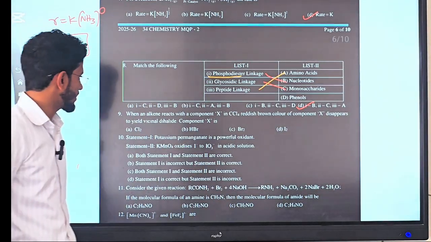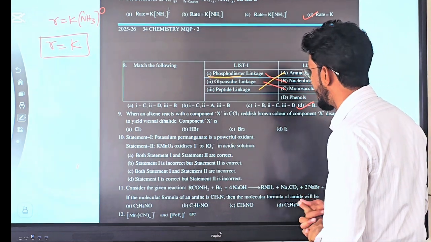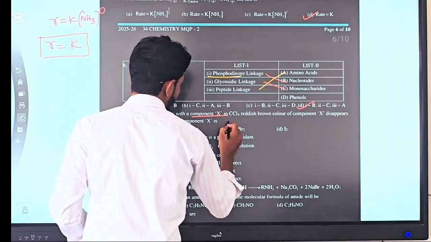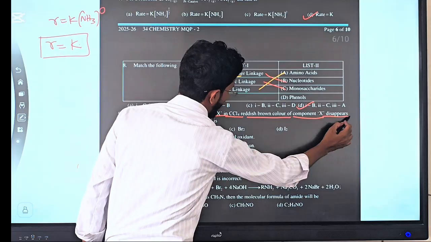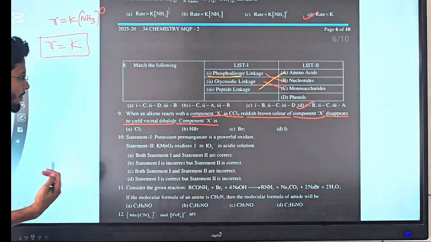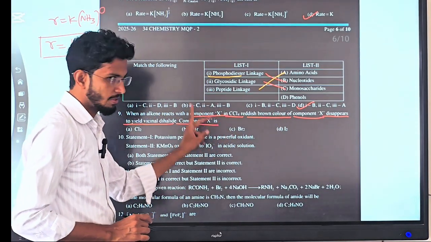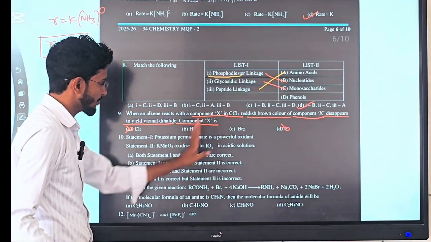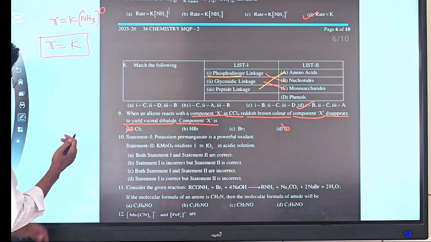Now, if you see question number 9, it is given that when an alkene reacts with a compound X in CCl4, the reddish brown color of compound X disappears and yields a vicinal dihalide. What will be the compound X? Now see, the reddish brown color indicates that bromine must be present. Chlorine will not be present, iodine will not be present. In these two options, bromine is there: here HBr, here Br2.